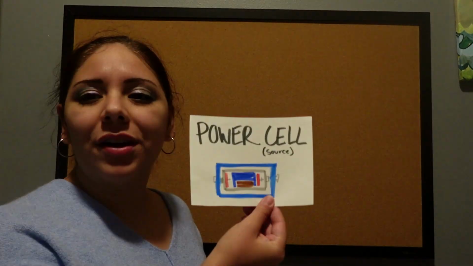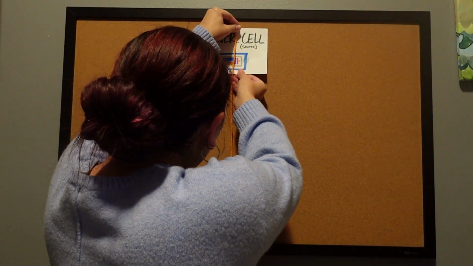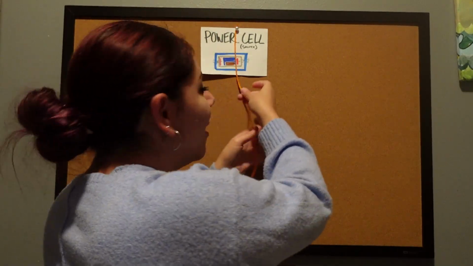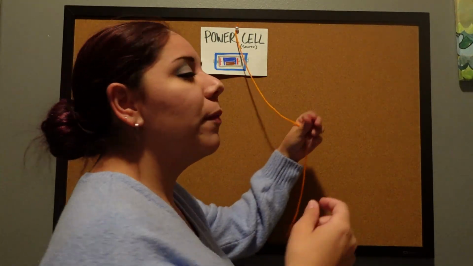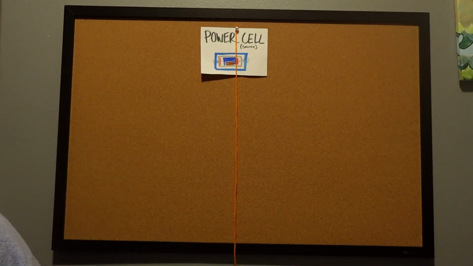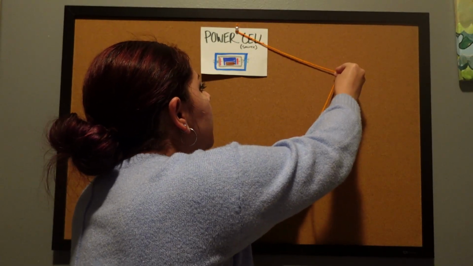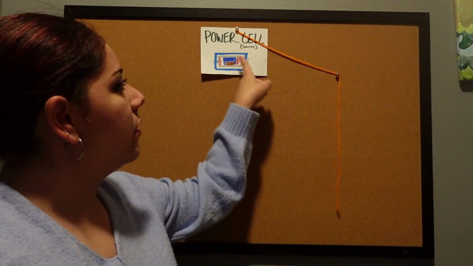Let's go ahead and model an electrical circuit. So first, of course, I need my power cell or power source, and that is going to be my battery. So I'm going to connect it right here. I know that for all my electrical circuits, I need a wire. So I'm going to use my yarn as an example of how it needs to be connected. My yarn here is demonstrating my electrical wire, so it's going to be my electrical energy that's passing through.